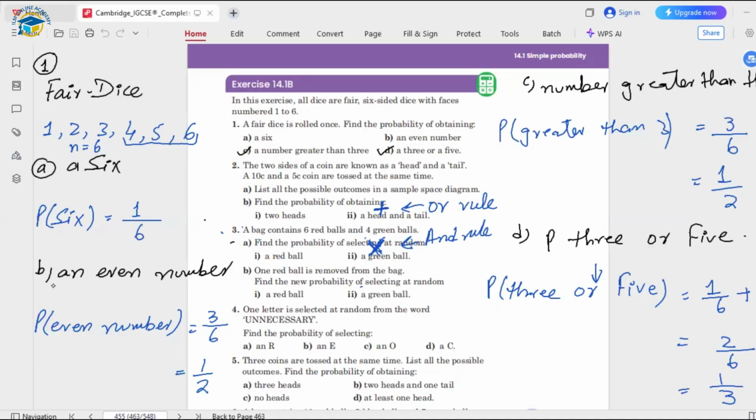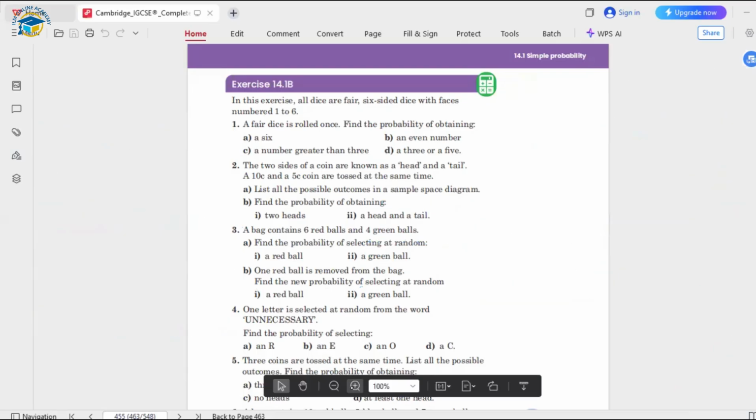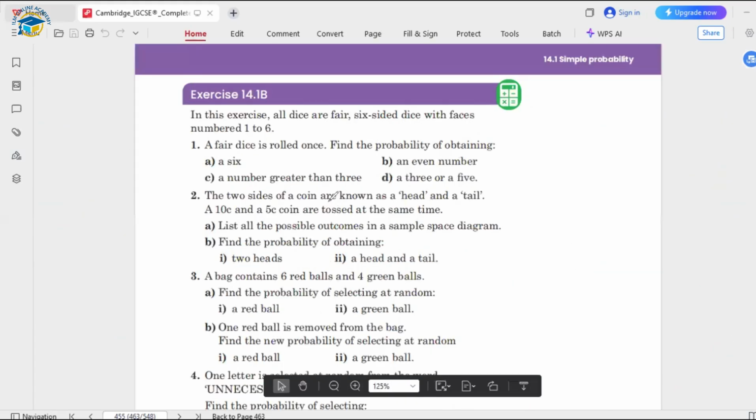Next, moving towards the second question. So in the second part, what they gave us is that the two sides of a coin are known as head and tail. So a 10C and 5C coin are tossed at the same time. We need to first of all list all possible outcomes in a sample space diagram. Like your A part consists of making the sample space diagram. Okay, and next we need to find these probabilities.